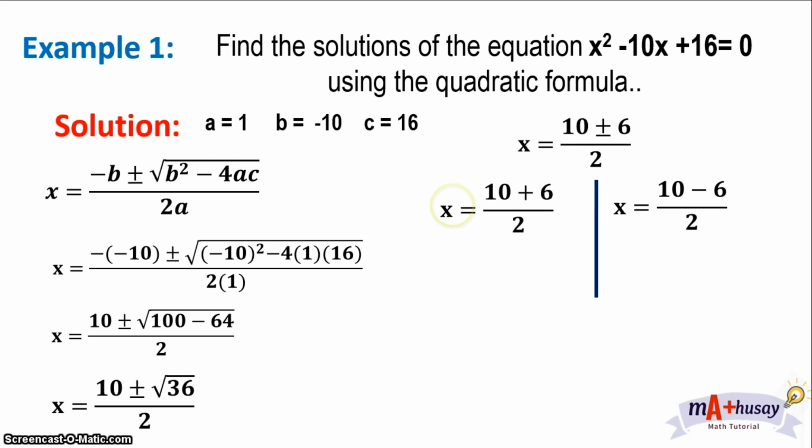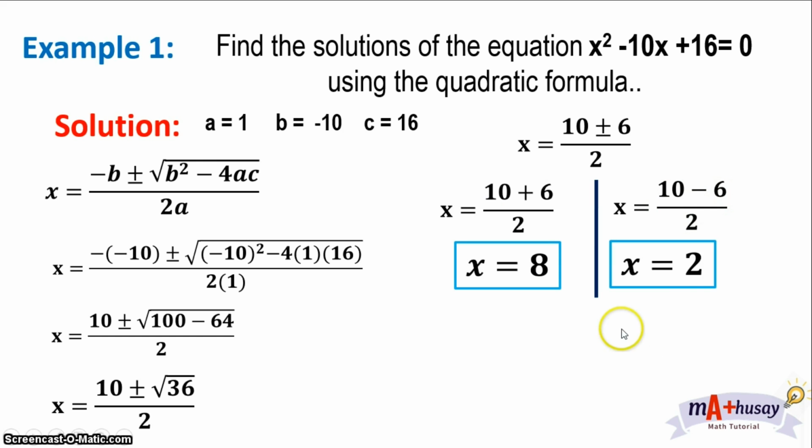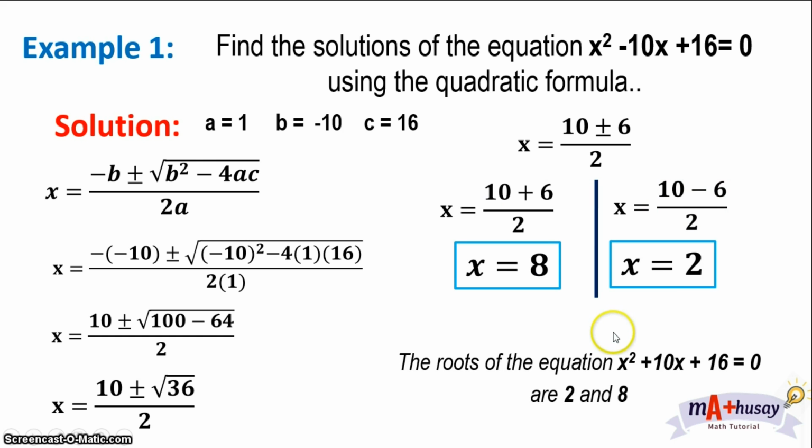Now, let's simplify the solutions. 10 plus 6 is 16. Divided by 2, it's 8. So, one of the solutions is 8. The other solution, we have 10 minus 6 is 4. Divided by 2, it's 2. Therefore, the solutions or the roots of the equation x squared minus 10x plus 16 equals 0 are 2 and 8.